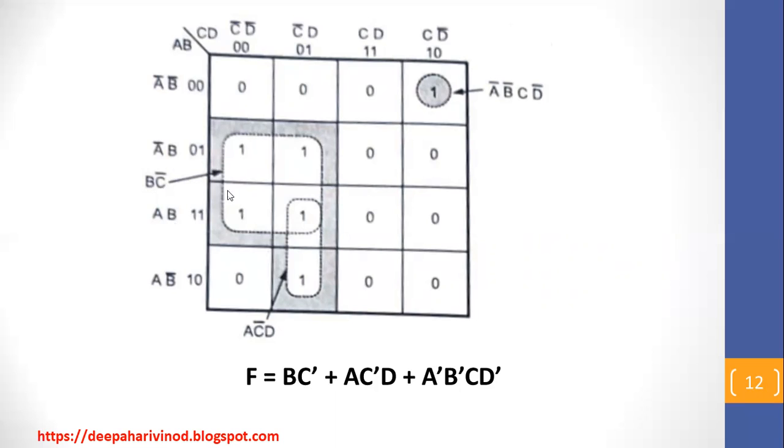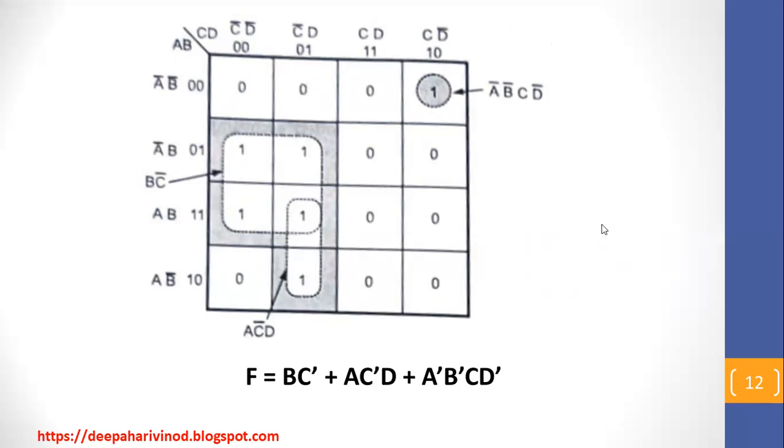So here, check row wise what is common. That is B is common. Column wise what is common? C bar is common. So the equation for this group is B C bar. Now for this, row wise what is common? A is common, and column wise C bar D is common for both the ones. Hope you understood how to map the given Boolean function into the K-map, as well as how to group and how to find out the equation.